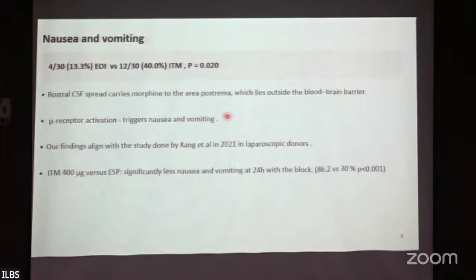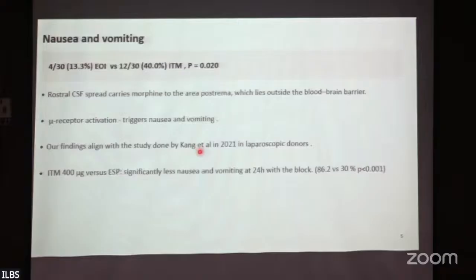Next, coming to the adverse effects profile, nausea and vomiting was statistically significantly less in the EOI group. This is because the rostral CSF spread of the intrathecal morphine to the area postrema triggers the chemoreceptor trigger zone, which lies outside the blood-brain barrier. This results in mu opioid receptor activation, triggering nausea and vomiting.